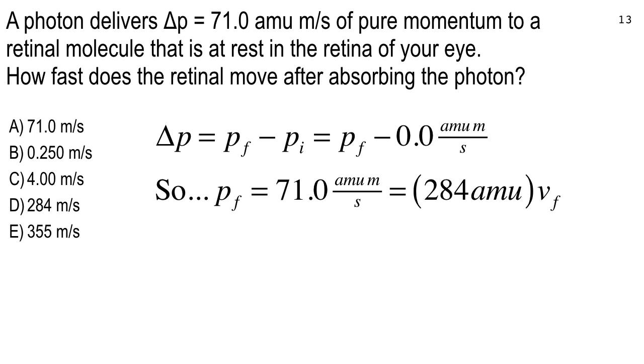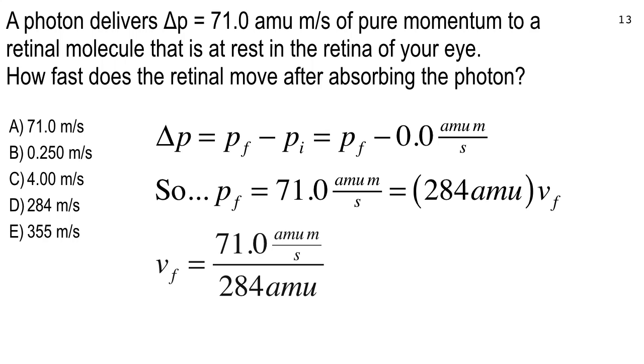Matter of fact, you can look at the table of answers, A, B, C, D, and E. And if you know it's less than one, there's only one answer there that's less than one: 0.0250. Here it is. Just clear the right-hand side. V subscript F equals 71.0 AMU meters per second divided by mass of the retinal. And there you go. 0.0250. So make a note of that.